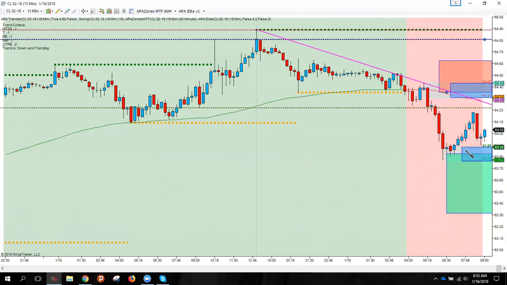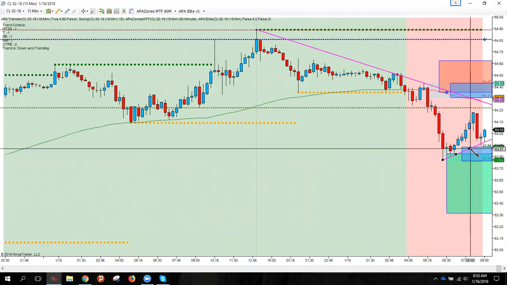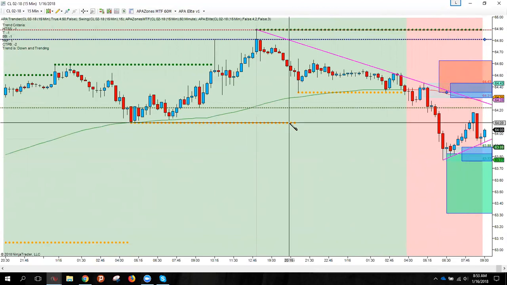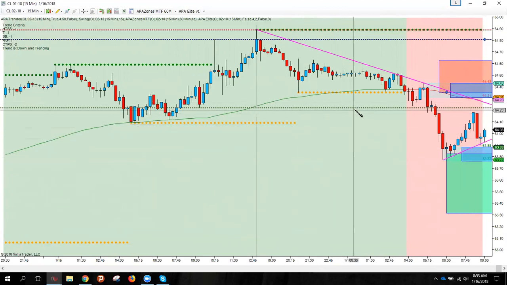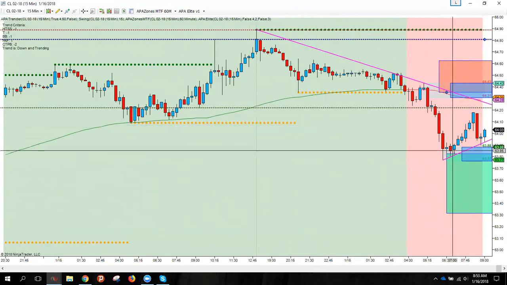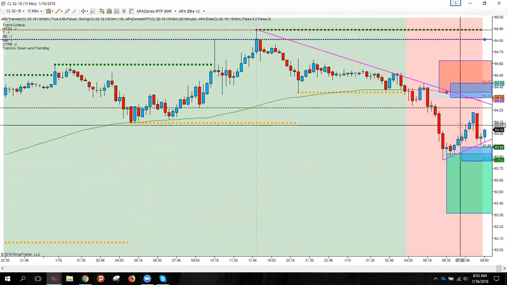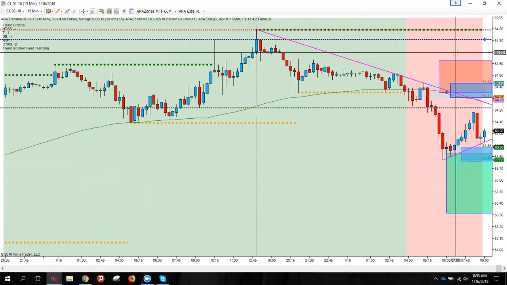This trend line going up is also a good one because it broke this pivot point going up. So I'm very curious to know how price action will interact with these trend lines at the open.